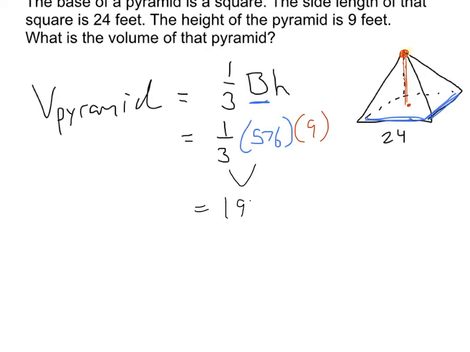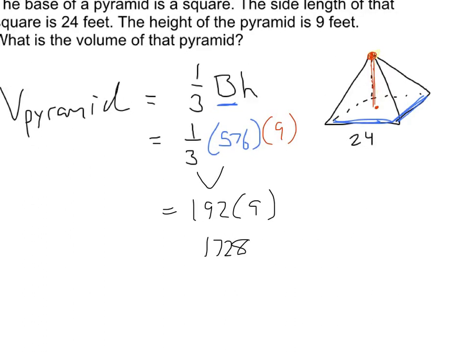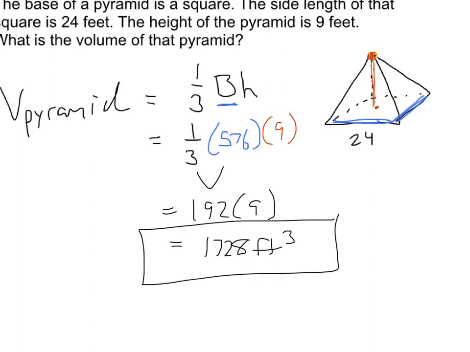So that's 192 still times 9, and 192 times 9 is going to get you 1,728. Now again, we're talking about volume, and we're talking about feet. So it's going to be feet cubed. And that is the volume of that pyramid.